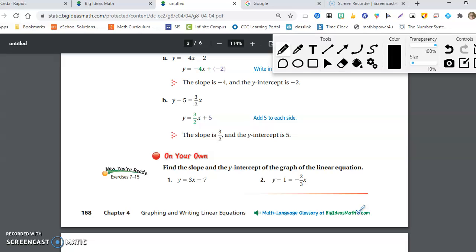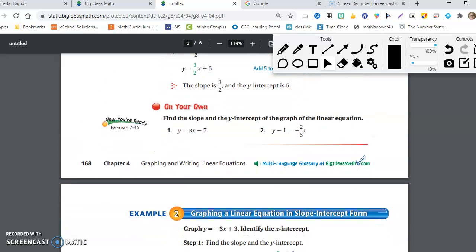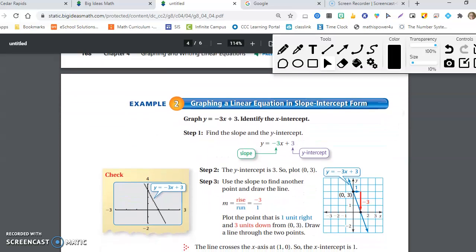All right, welcome back. Let's go ahead and check and see how you did. Number 1, your slope is going to be 3, and your y-intercept is going to be -7. On number 2, we're going to add 1 to both sides. So you have y equals -2/3 x plus 1. So -2/3 is your slope, and 1 is your y-intercept. I forgot to tell you, that was on page 168 if you wanted to follow along in your book. Or you can just follow along with the video, that's fine.